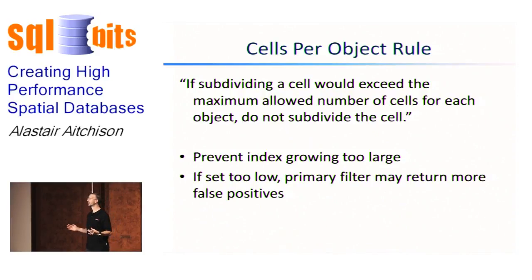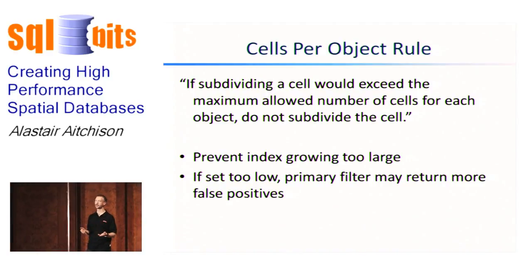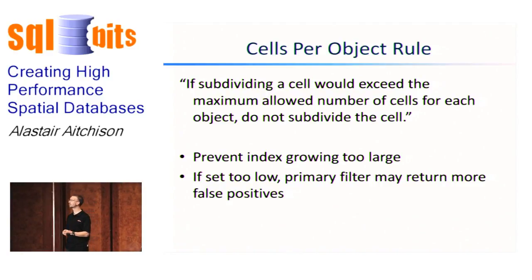Now, this rule is kind of like a hard limit that you can set to prevent your index entries growing too large. Even after having applied the covering rule, the cells per object rule, and the deepest cell rule, you can still require a lot of individual cells to fully describe the extent of a geometry, and that would make your index too unwieldy in certain circumstances to be useful.